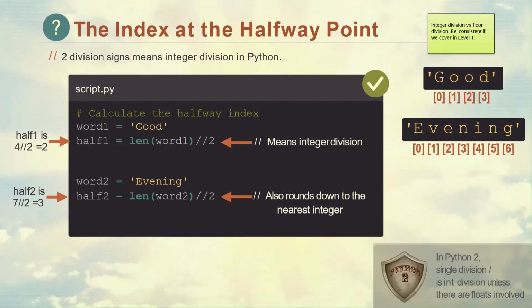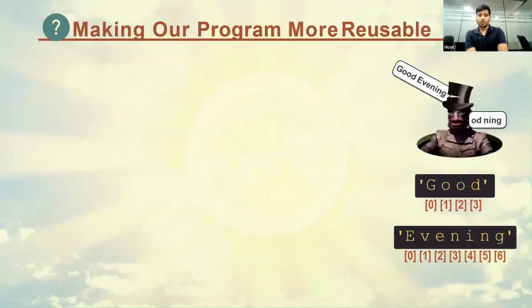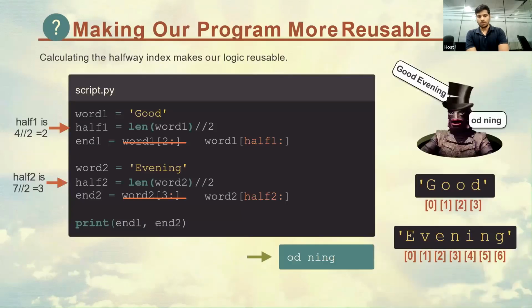Yes. Great. Now, if I put everything together, this is how it's going to look. I have word 1 square bracket half 1 colon nothing, word 2 half 2 colon nothing. What is this half 1 and half 2? Half 1 is length of word 1 divided by 2, and half 2 is length of word 2 divided by 2. Does anyone have any doubt in this?